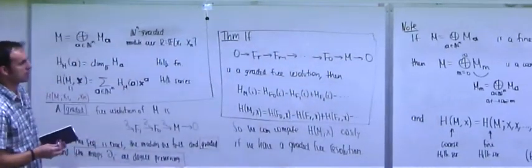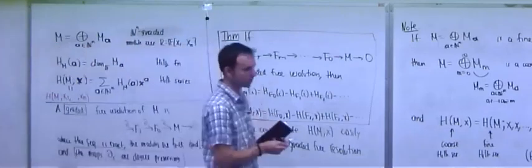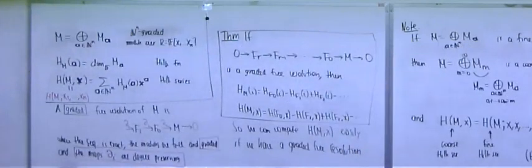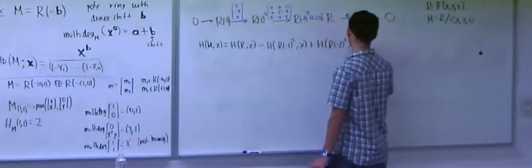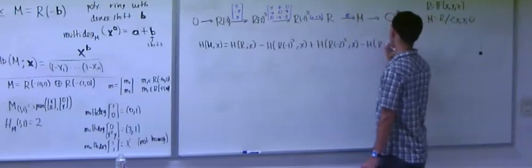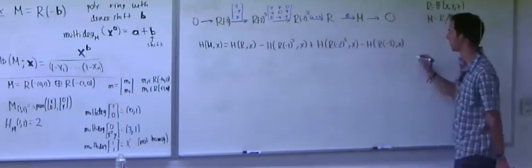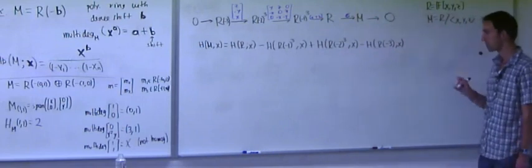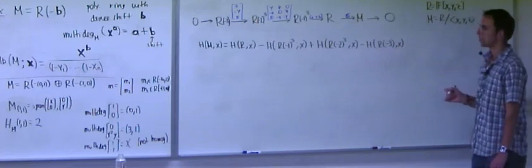So, for example, what does this say? Just to see this in action, let's see what it does over there. This says that the Hilbert series of M is equal to the Hilbert series of the ring minus the Hilbert series of the ring shifted by 1 cubed plus the Hilbert series of the ring shifted by 2 cubed, and then minus Hilbert series of the ring shifted by minus 3. Right? That's what the theorem says. Okay. And so let's go ahead and compute the right-hand side.